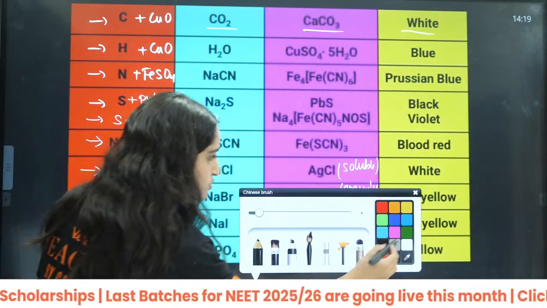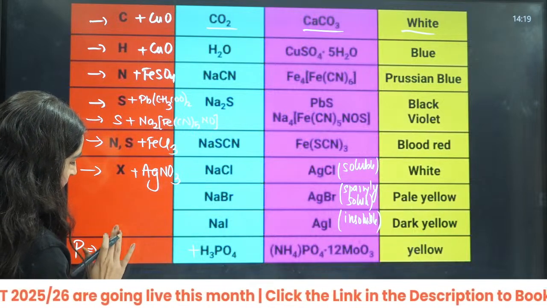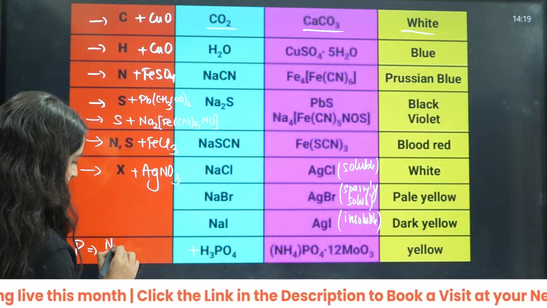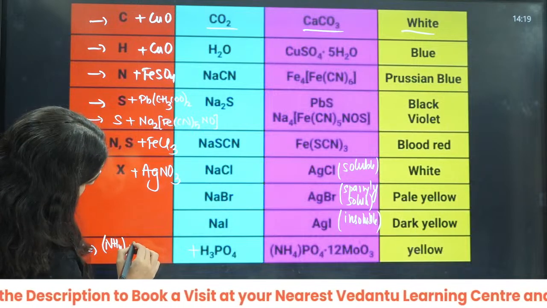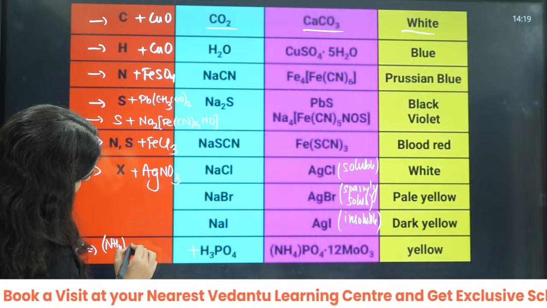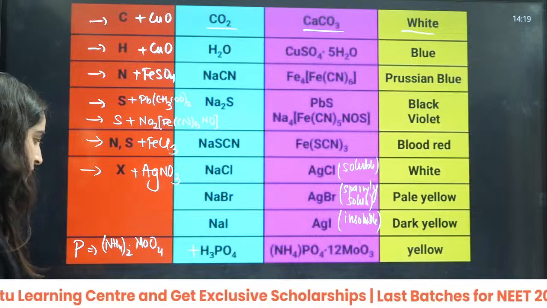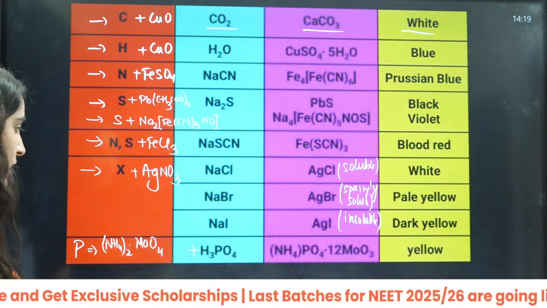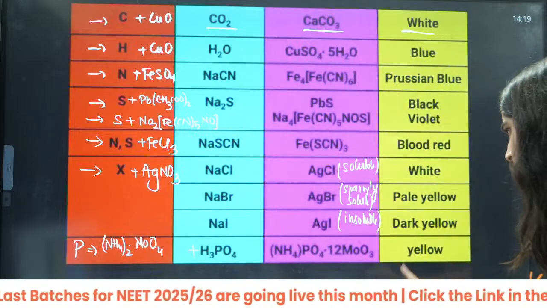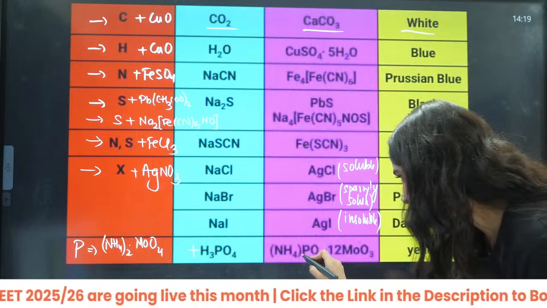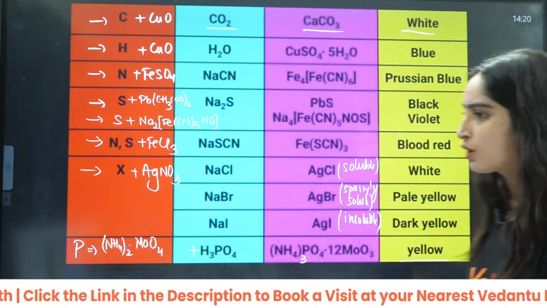With phosphorus, what will you react? You will react this with (NH4)2MoO4, so ammonium molybdate, and then you will have NH4. There is some mistake here. It should be (NH4)3PO4.12MoO3, which is of yellow color.